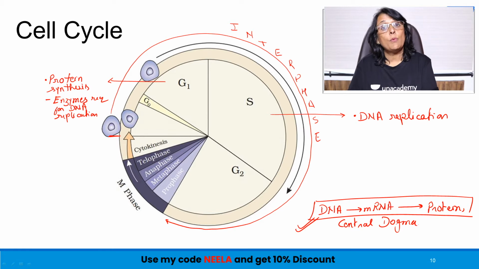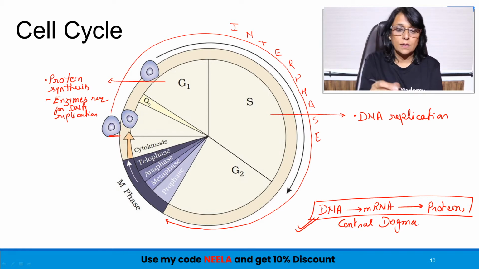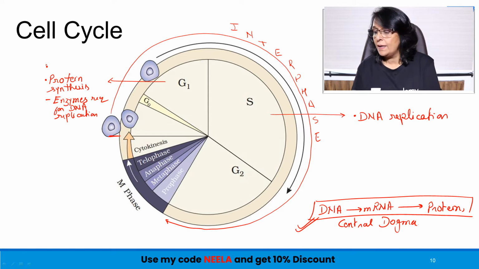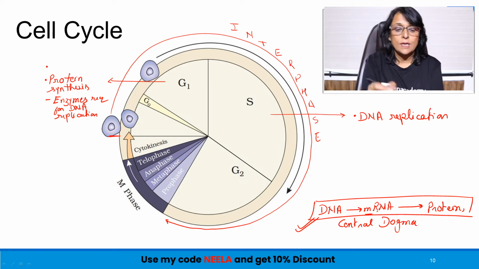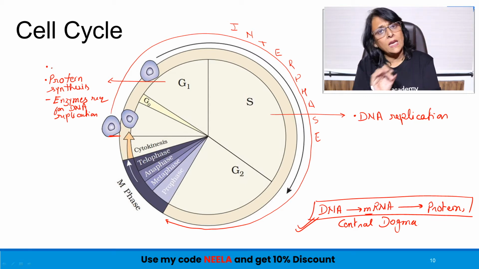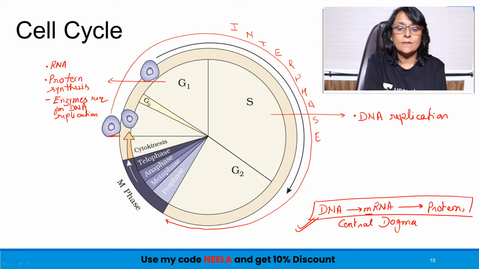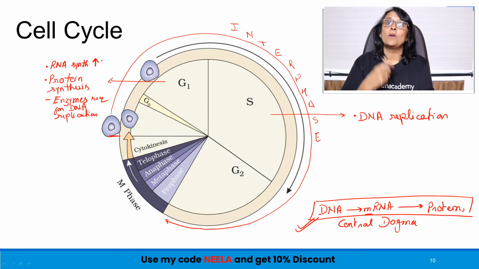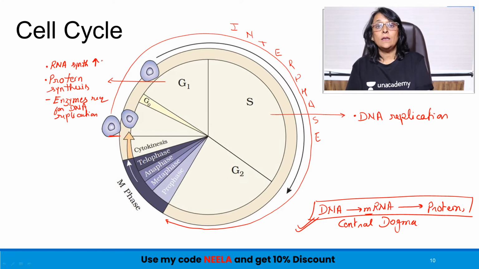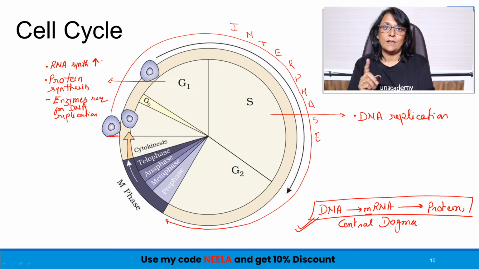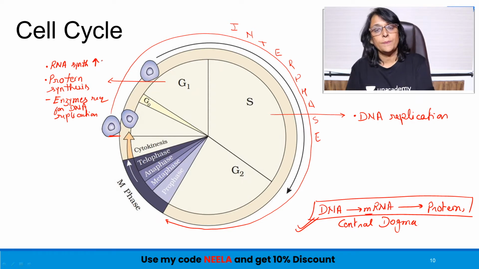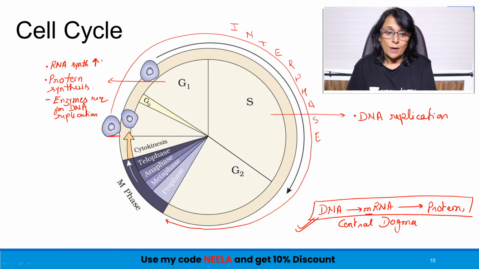So if we want to synthesize enzymes, which are proteins, first of all, RNA should be made. Like here we've written mRNA. With ribosome there is rRNA. Then there is one more RNA, called tRNA, which is going to bring the amino acids. So before protein synthesis, anywhere, there is going to be RNA synthesis first. So here RNA synthesis is going to increase and then protein is synthesized. So this protein is basically the enzyme that we're talking about. First from DNA to RNA, then RNA to protein. This preparation is taking place in G1.